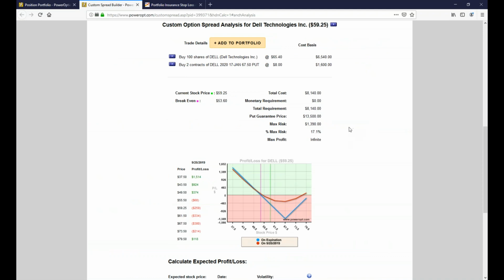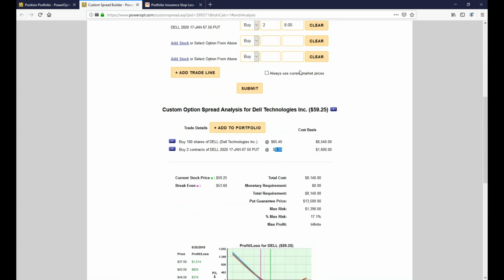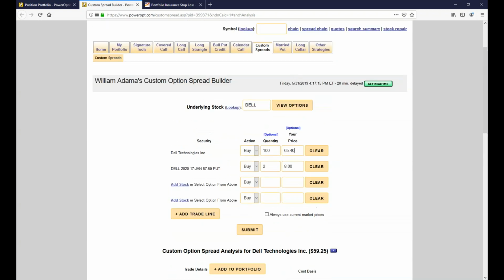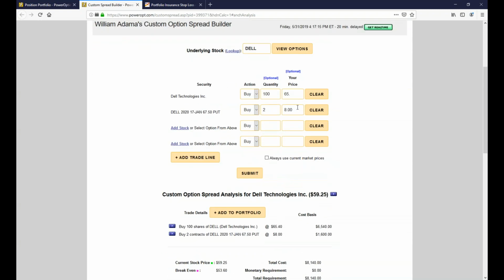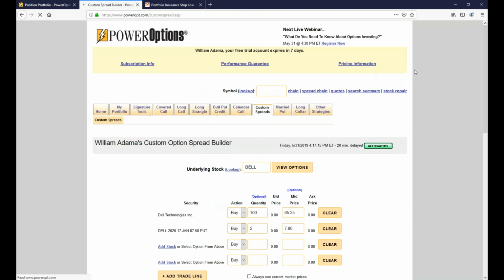Much better. Okay, oh, this is a different entry. I know what my real prices were. My real prices were 65.25 for the stock and 7.80 for the put. That's what we put into the Fusion subscription. Okay, that looks much better now.